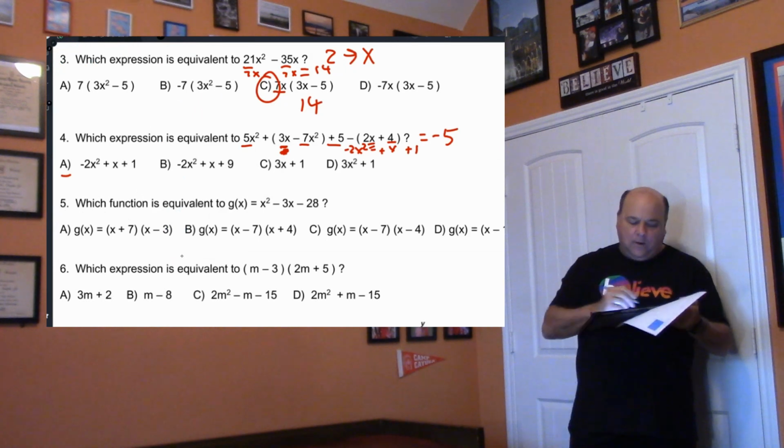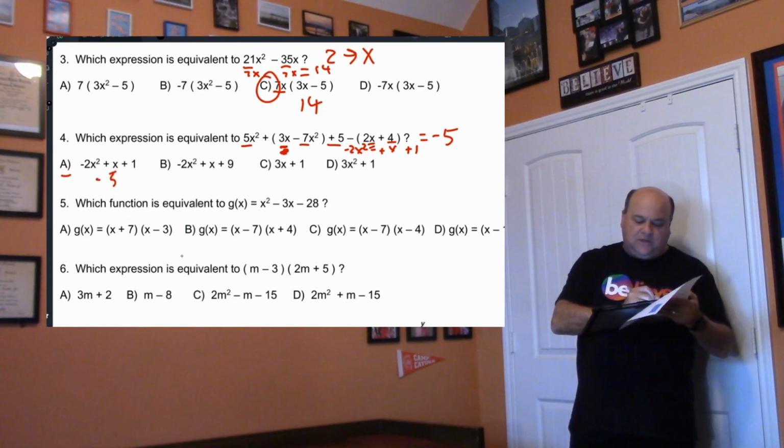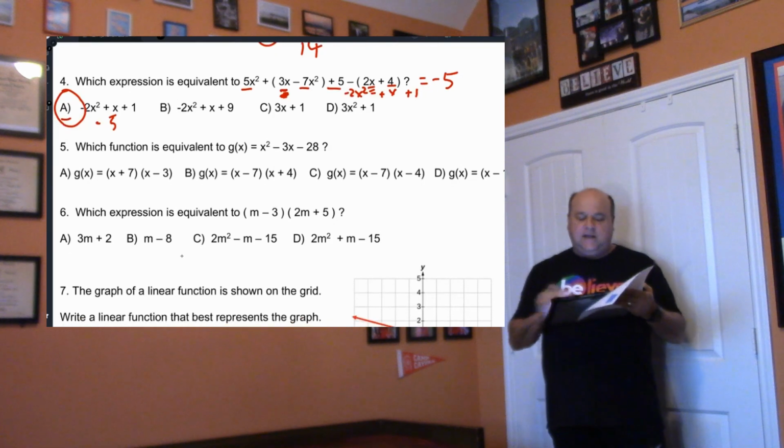So I'm going to go to my paper. This was equal to what? Negative 5. This was the right answer, wasn't it? Go to the next one.